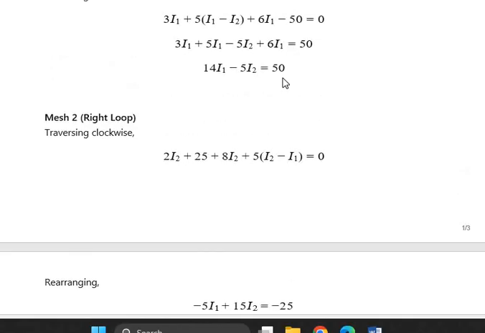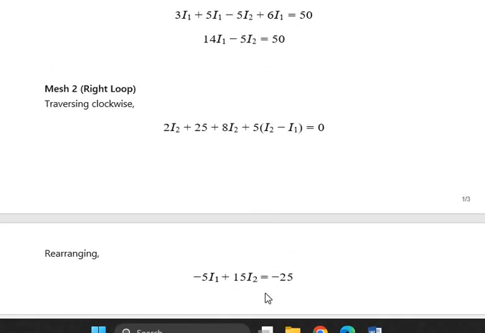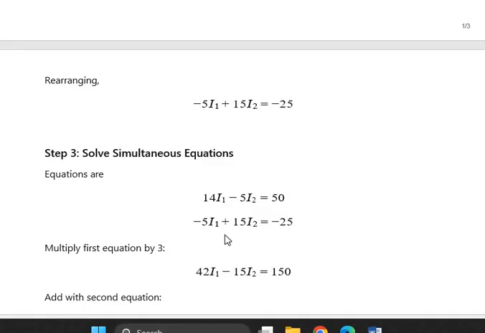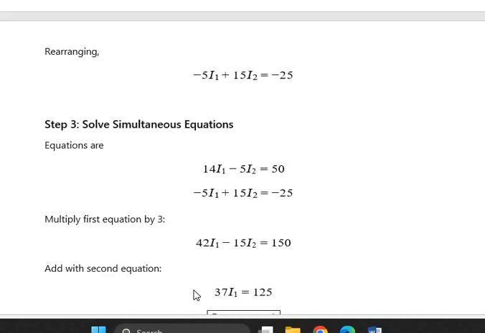So here we have one equation, 14I1 minus 5I2 is equal to 50, and the second equation is minus 5I1 plus 15I2 is equal to minus 25. By solving these equations, we write one below the other and multiply the first equation by 3. We are getting 14 into 3, which is 42I1, then 3 into 5, which is 15I2, then 50 into 3, which is 150.